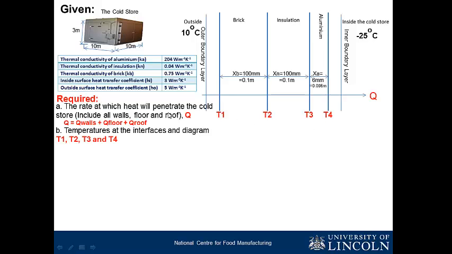Now going back to question number 1, we are asked to find the Q, the rate at which it will penetrate the coastal. Now we are given the property of the materials that we use to construct the coastal. We know the property with brick, insulation. Here we've been given the property. You can see the thermal conductivity of each of the materials, and even the surface heat transfer coefficient. So that shows that invariably we've been given the parameters to calculate the thermal resistance.